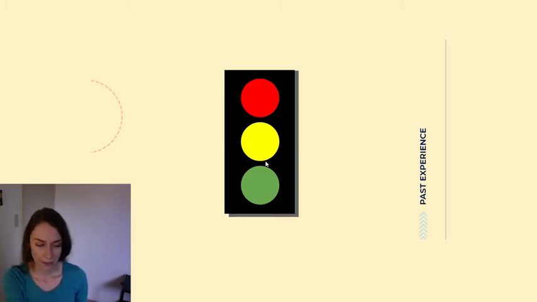Last, we have the law of past experience. I have a traffic light here because I think that's a great example. Just about everyone has an association with the colors red, yellow, and green when they are paired together. So if you're bringing that into your piece, be mindful of the ways that someone might be bringing some kind of past experience into the ways that they perceive your work.